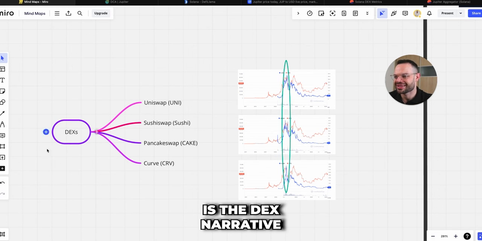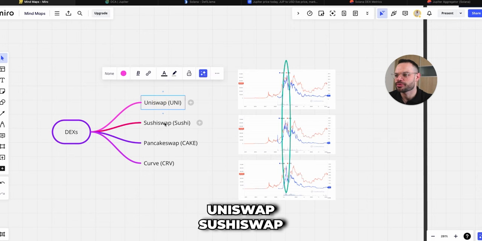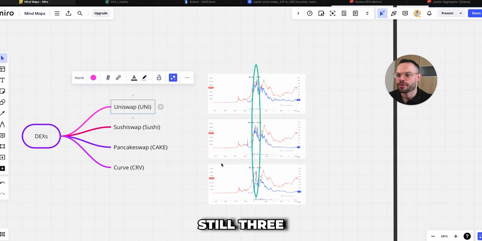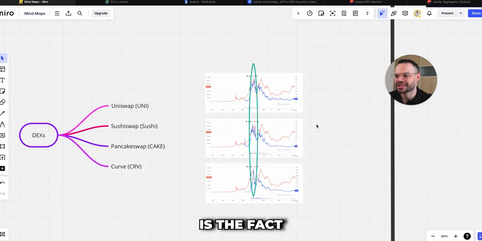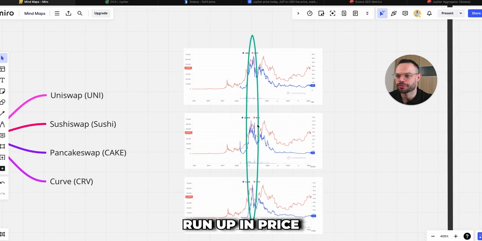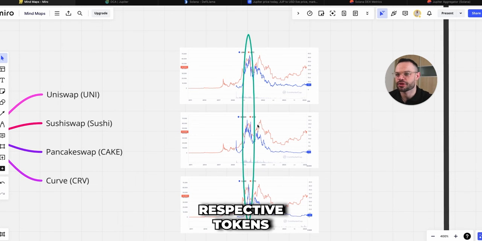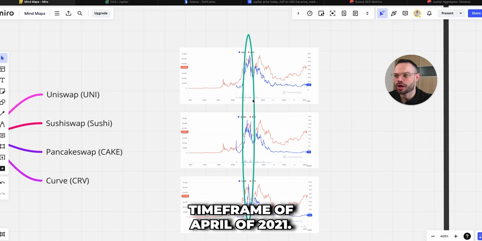So what we've got here is the DEX narrative, and we've got Uniswap, SushiSwap, and PancakeSwap, which are still three of the biggest decentralized exchanges, but were definitely three of the biggest decentralized exchanges back in 2021. And the interesting thing to note here with these DEXs is the fact that they all had a run-up in price and put in their all-time highs for their respective tokens in the same 7 to 14 day period back here in the time frame of April of 2021. So you can see this blue peak here on each of the charts for Uniswap, SushiSwap, and PancakeSwap respectively.